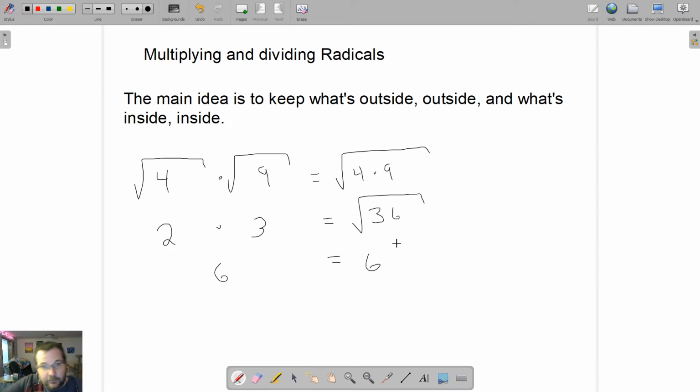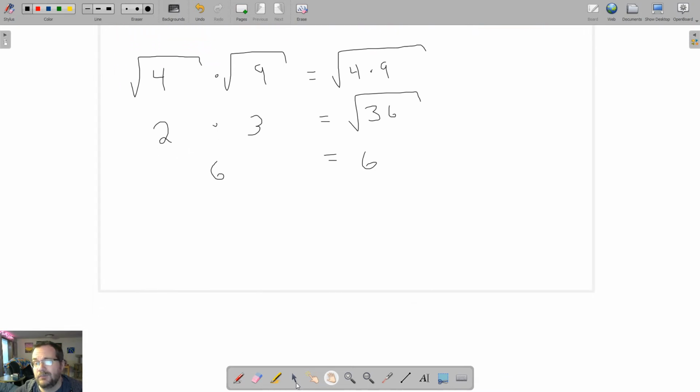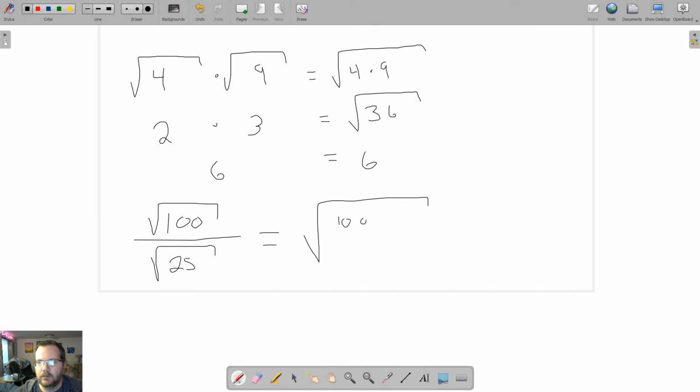Now, the same holds true for dividing. If I were to switch these, and instead of doing multiplication, be doing dividing, let's say I was doing, I don't know, let's do the square root of 100 divided by the square root of 25. I want to know if this is going to be the same as the square root of 100 divided by 25 inside here.